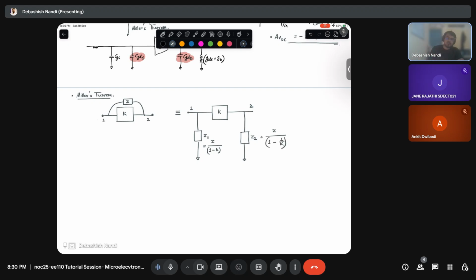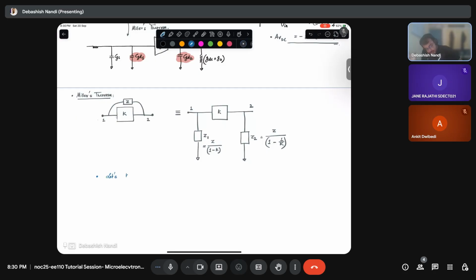Do you know the proof of this? It is very simple. Just connect a V test at this point and check the current. As you know, current is flowing through this, then you will easily get these values. So I'm not showing you the proof. That is easily available online. So I'll just tell you one catch.